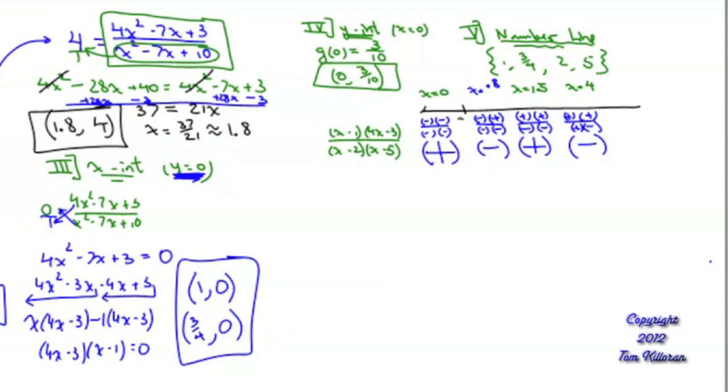positive, positive, positive. That's positive. Positive times a negative, an odd number of negatives, is negative.